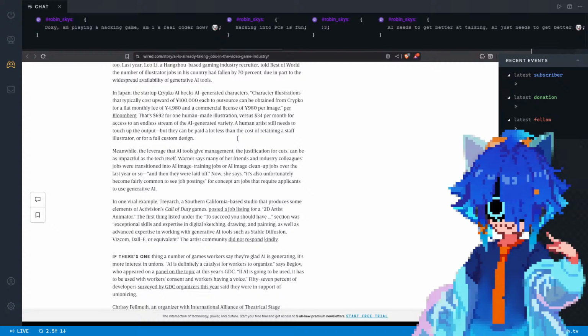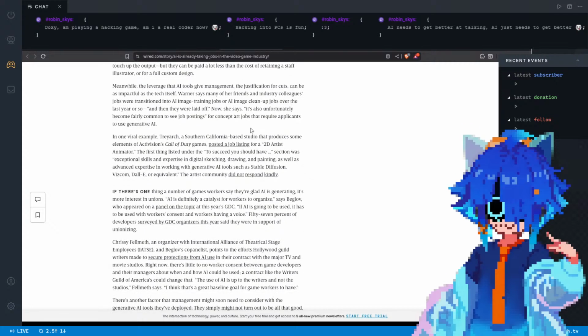A human artist still needs to touch up the output, but they can be paid a lot less than the cost of retaining a staff illustrator or a full custom design. Meanwhile, the leverage that AI tools give management, the justification for costs, can be as impactful as the tech itself.